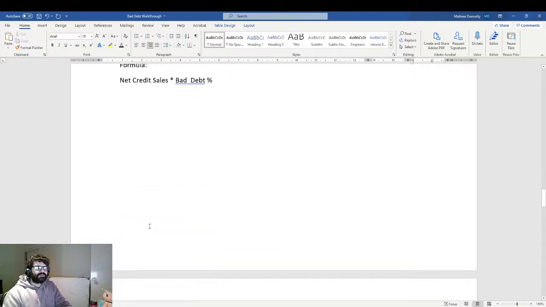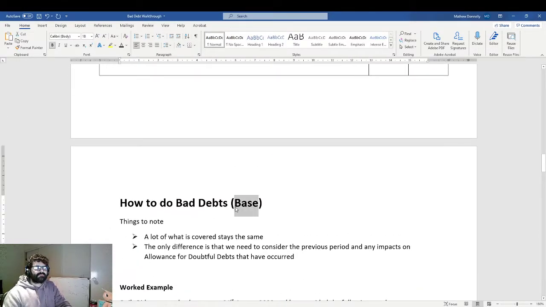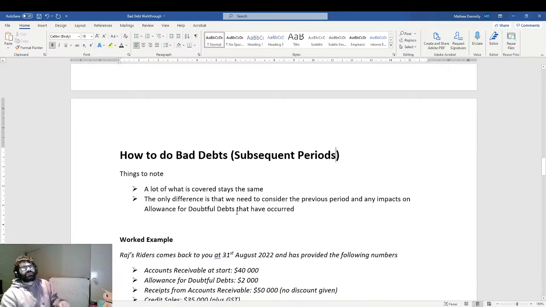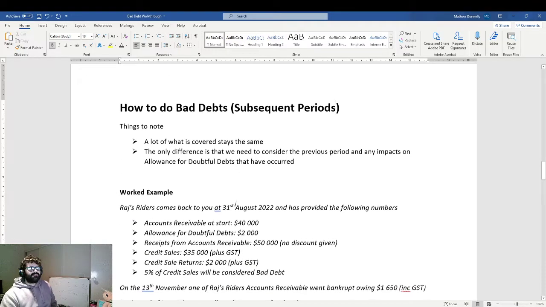Now, we're going to do an expansion, and this is subsequent periods. So in the future. Now, things to note, a whole lot of the processes will stay the same. You're going to see a lot of repetition. It's just that there's going to be more numbers being pulled out. It's the only difference you're going to see. And that's what we need to consider, the previous period and any impacts on the allowance for doubtful debts that may have occurred when calculating.